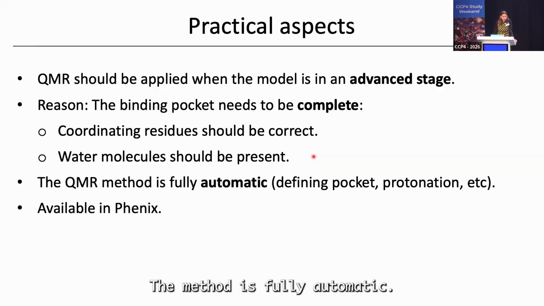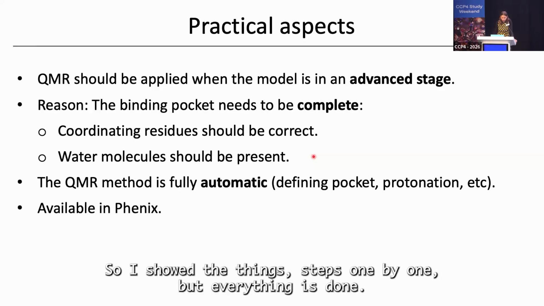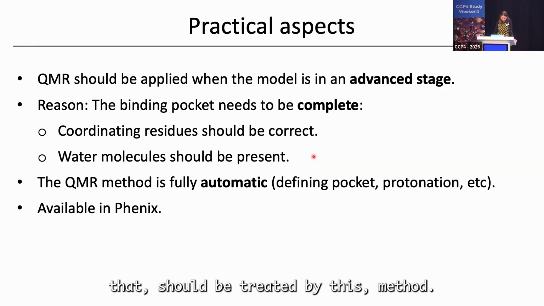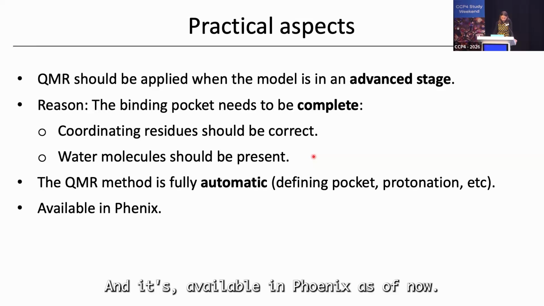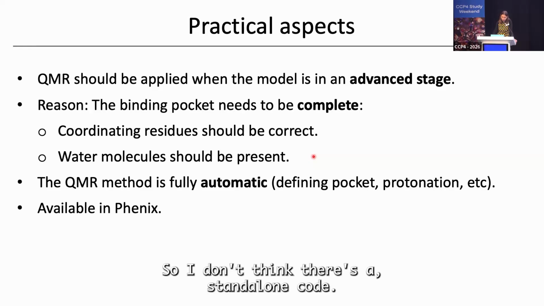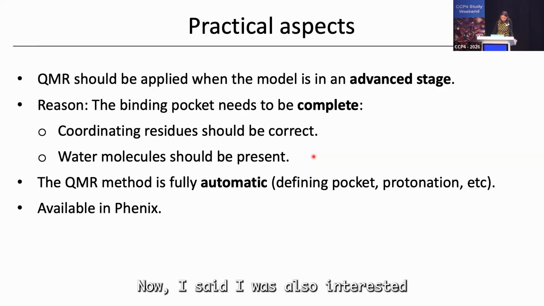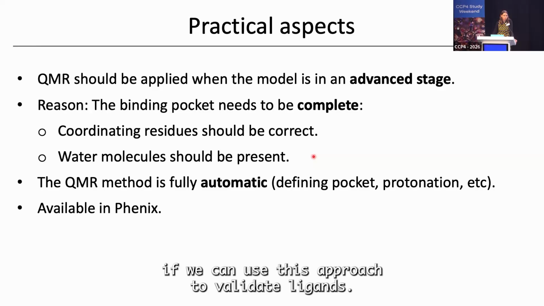The method is fully automatic. I showed the steps one by one, but everything is done automatically. The only thing the user needs to do is to choose the ligand that should be treated by this method, and it's available in Phenix as of now. I don't think there is a standalone GUI, so you still have to use the command line if you want to do that. Now, I said I was also interested in whether we can use this approach to validate ligands.